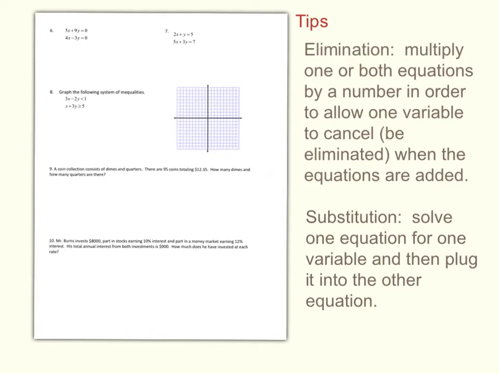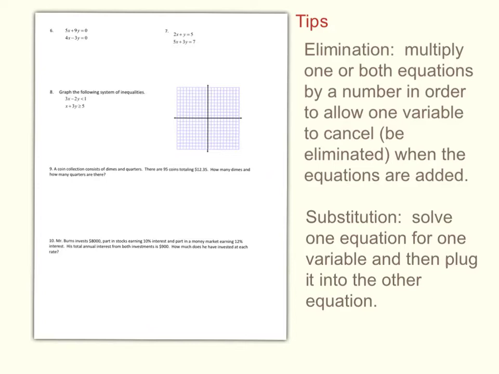All right, page 2 of your chapter 3A review gets a little bit into elimination, a method of solving a system. It also gets into graphing systems of inequalities, and then your system word problems, which we'll talk about on the next page. Essentially here, you see the tips on the right side say elimination. Elimination is a process by which you multiply one or both equations by a number in order to allow one variable to cancel or be eliminated when you add the equations together.